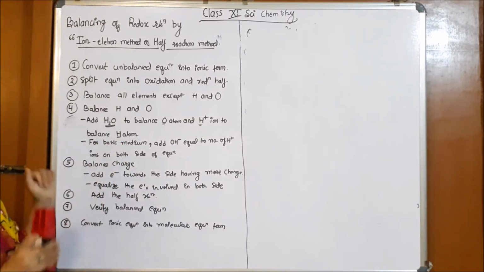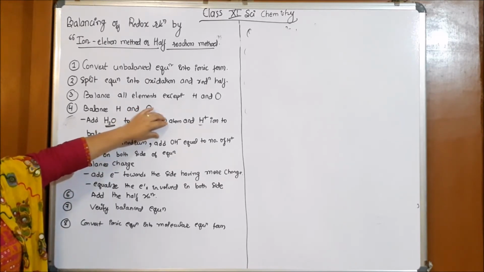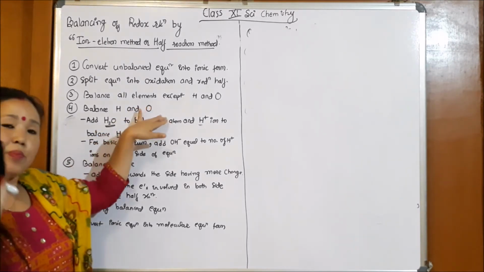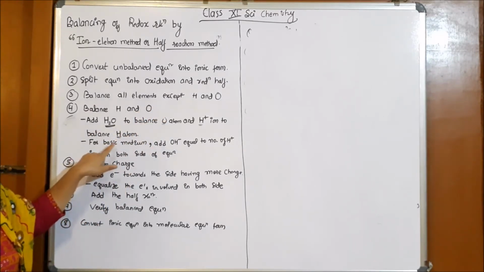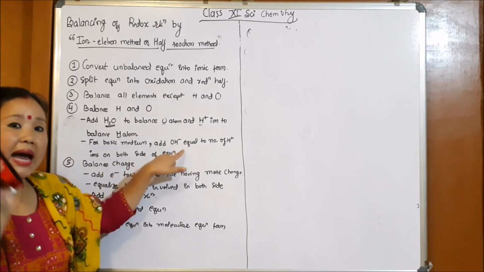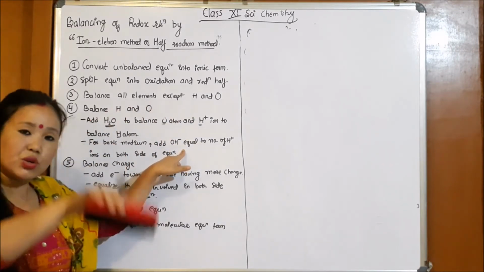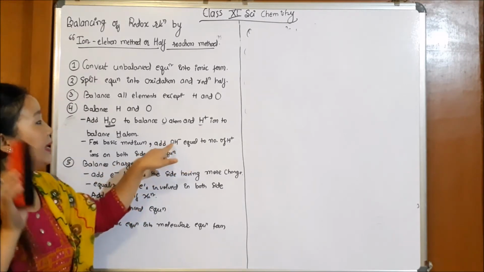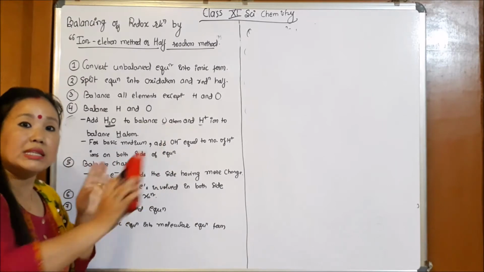Okay, now suppose your reaction is in acidic or neutral medium, then it ends here. But if your reaction is taking place in basic medium, that time you need this step. In basic medium, you need to add OH- after adding H+. However many H+ you added, four, five, whatever, you need to add the same number of OH- ions on both sides.